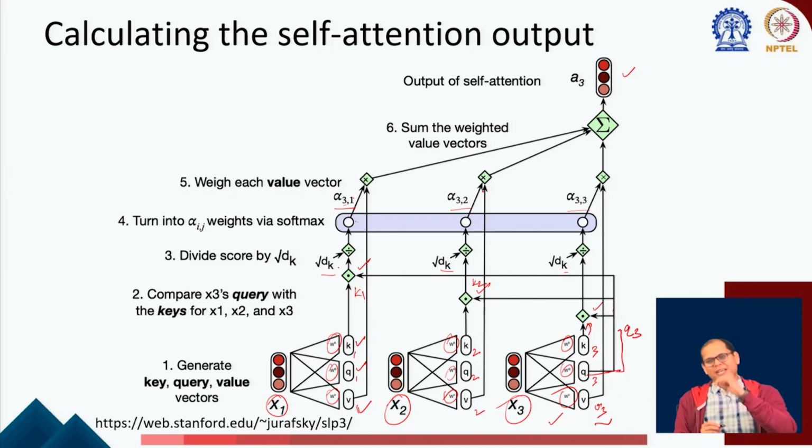Now, you take the weighted average of the values. So, alpha 31 times V1, alpha 32 times V2, alpha 33 times V3, and you add them up, you get the self-attention output. That is how this works. For an individual word, you can do the same for other words as well.